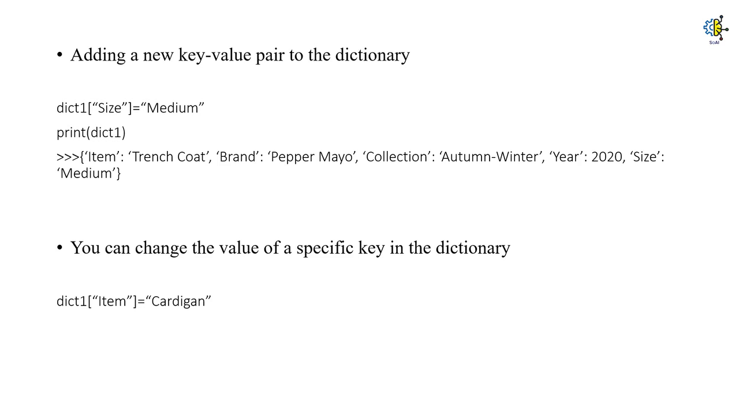You can also change the value of an existing key in the dictionary. So for example, if I want to change the value of item from trench coat to cardigan, I can do so using the square brackets again. As shown, dict1 square brackets item equals cardigan will change the value of item from trench coat to cardigan.